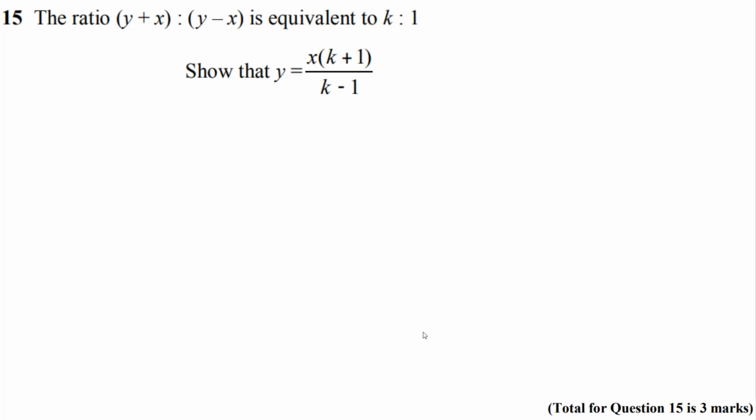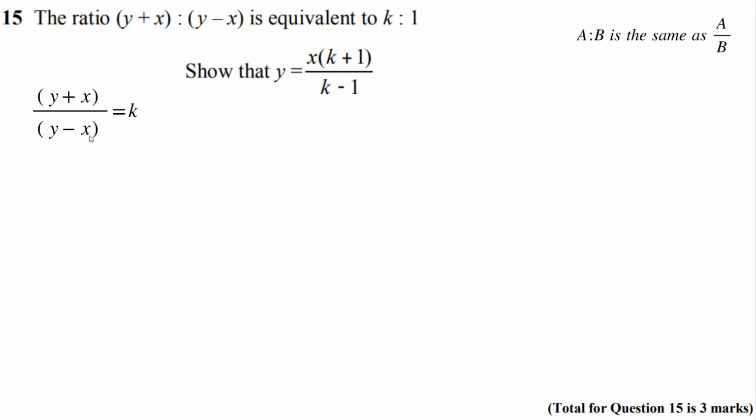The ratio y plus x to y minus x is equivalent to k to 1. So remember, a colon, you can just read that as over. So y plus x over y minus x is equal to k over 1, so just k. Put that in. I've just said here that a over b is the same as a over b.